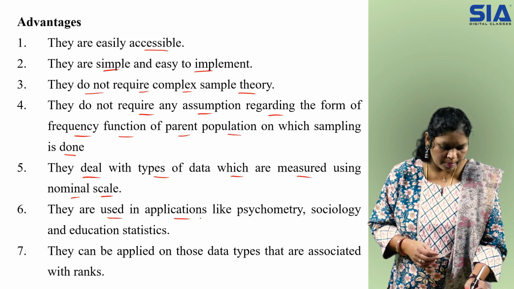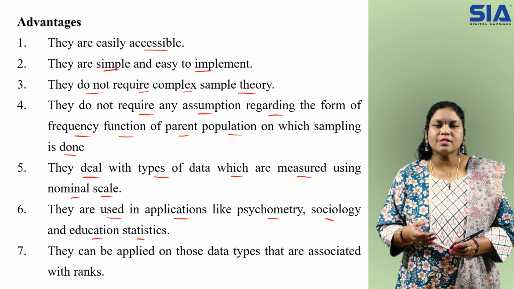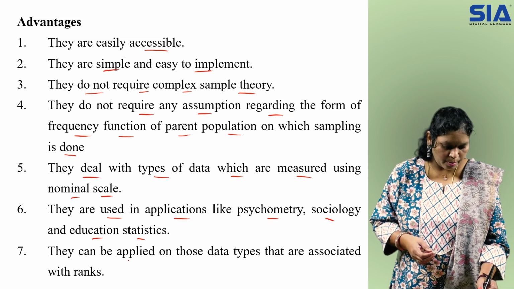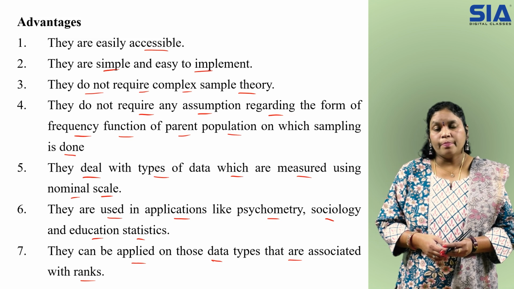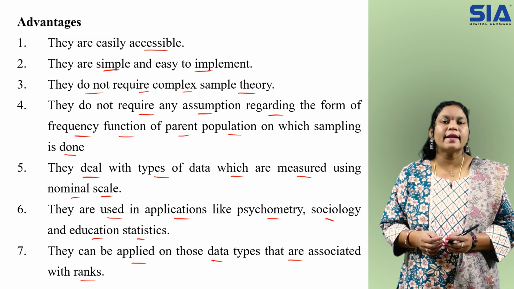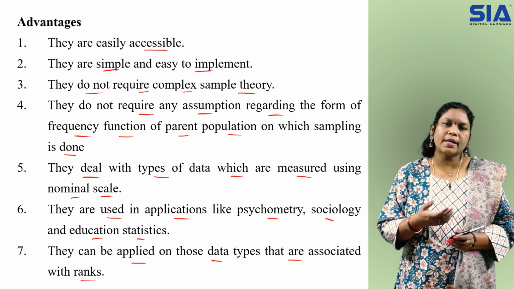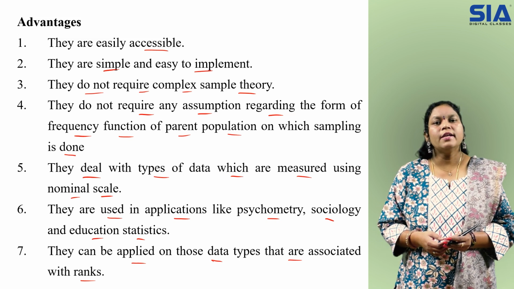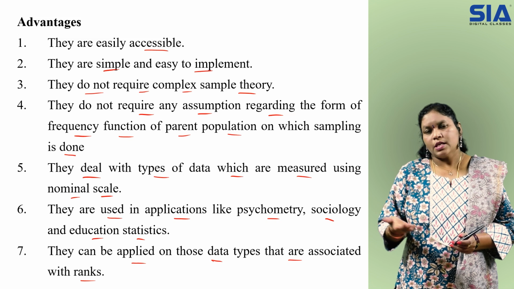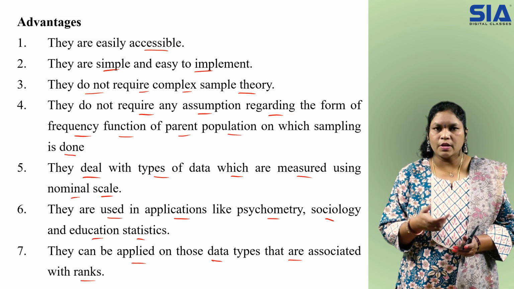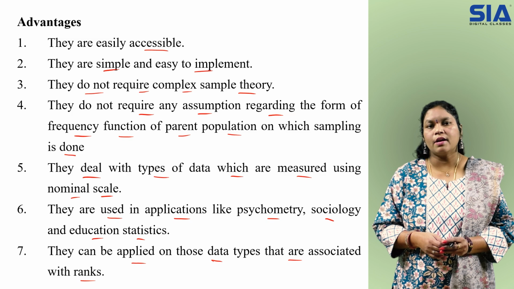Sixth point: they are used in applications like psychometry, sociology, and education statistics. These are different branches where we can utilize non-parametric tests. Next, the seventh point: they can be applied to data types that are associated with ranks. Many times we don't directly get the marks or percentages; we get some symbols or ranks. In such situations we can't go with a parametric test, because we don't have numbers. They simply give ranks or symbols to represent the data, so we go for non-parametric. If the data is in terms of ranks, we can go for a non-parametric test. That is one of the advantages of non-parametric.